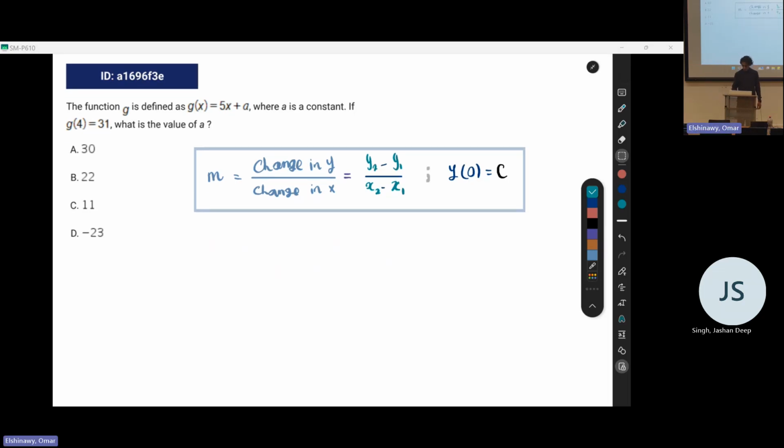Now we have a function g, and this function g is equal to 5x plus a. So our problem here is with the y-intercept. Is this clear? Yeah, that's good. So this is of course because if you plug in 0 for x, you get a. So that's the y-intercept. Now it gives you one fact, and that is g of 4 is equal to 31. So how do we combine these two facts together?